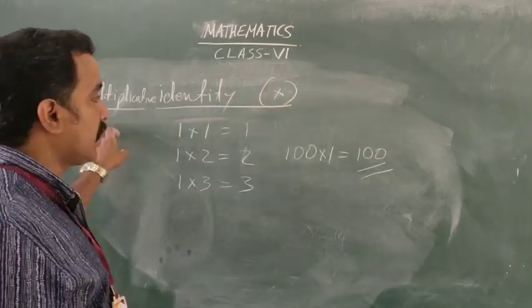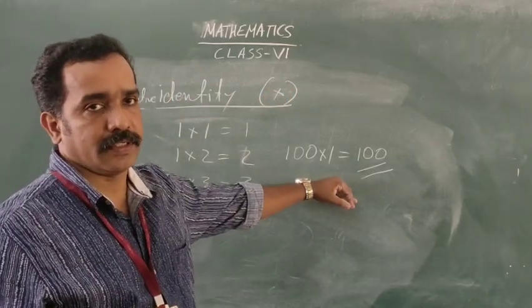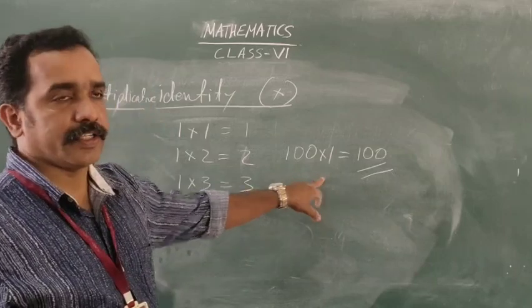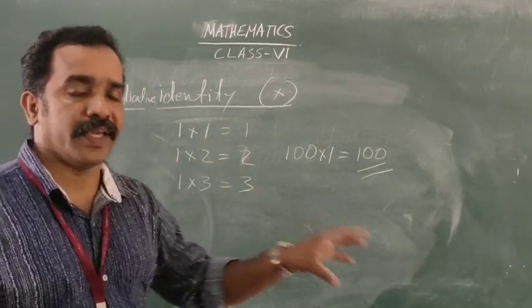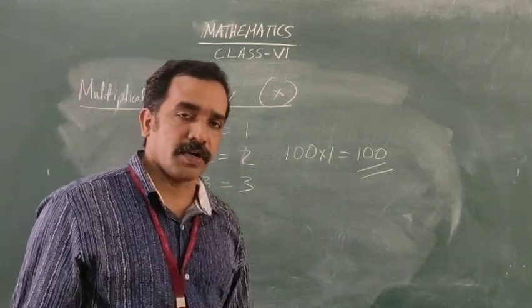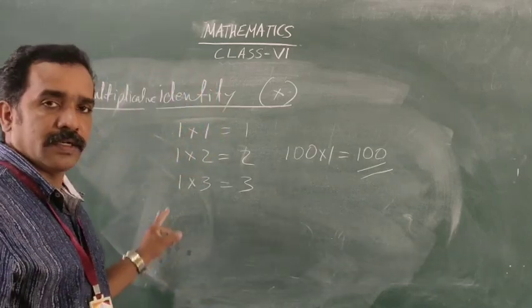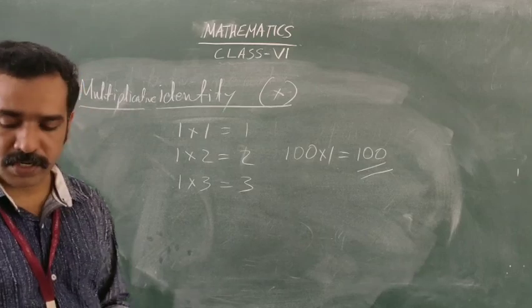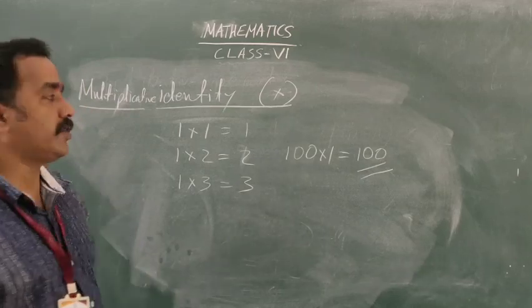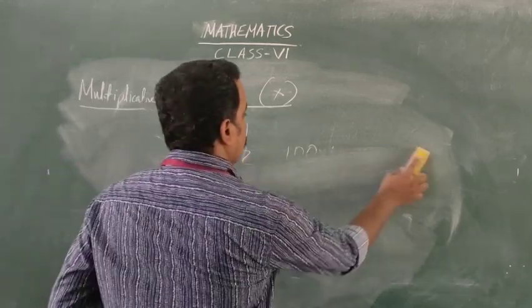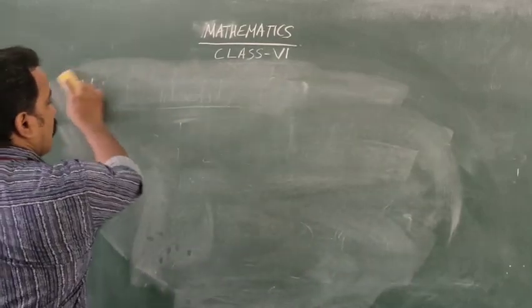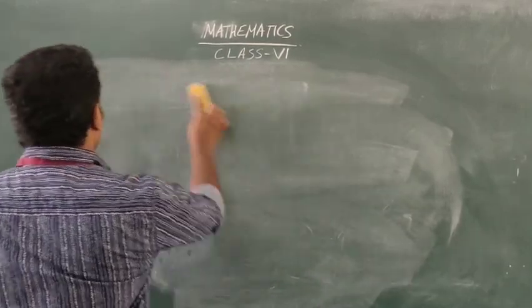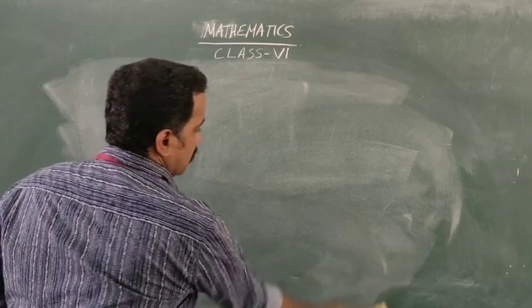Multiplicative identity. Multiplicative identity is 1, because 1 into any number in the set of whole numbers retains the value, that is, that number itself. So 1 is called a multiplicative identity in the set of whole numbers. Okay, now let us see the exercise.